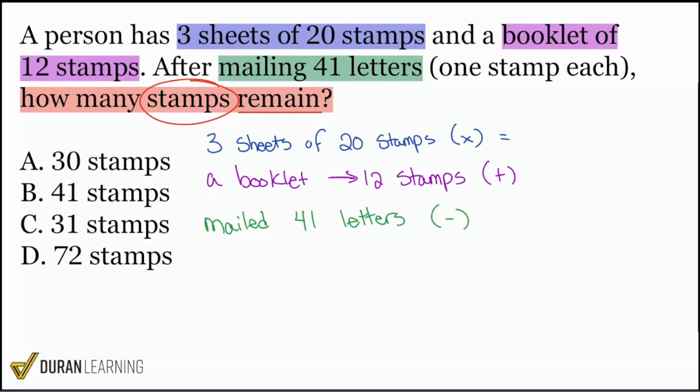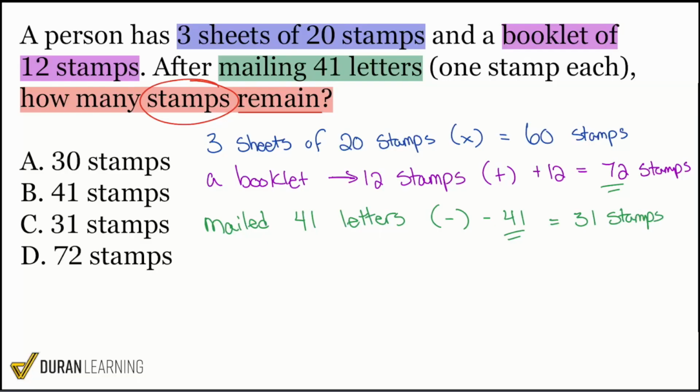3 times 20, that is 60 stamps. From here, we are going to add 12 stamps, and that's going to give us 60 plus 12, which is 72 stamps. And then lastly, we've mailed 41, so we'll go ahead and subtract 41. So 72 minus 41, and that's going to give us a remaining 31 stamps.